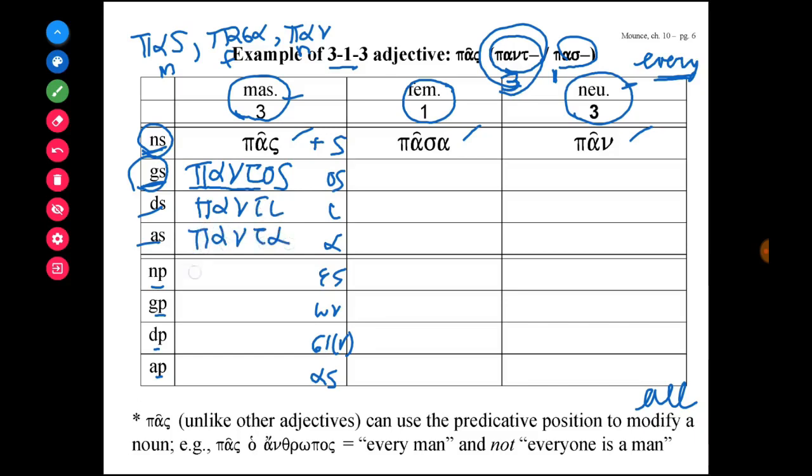For the nominative plural, it's pantes. For the genitive plural, it's pantōn. Let me mark that with a macron. Pantōn. For the dative plural, it's pant plus sin. Remember what happens when you combine these two together?